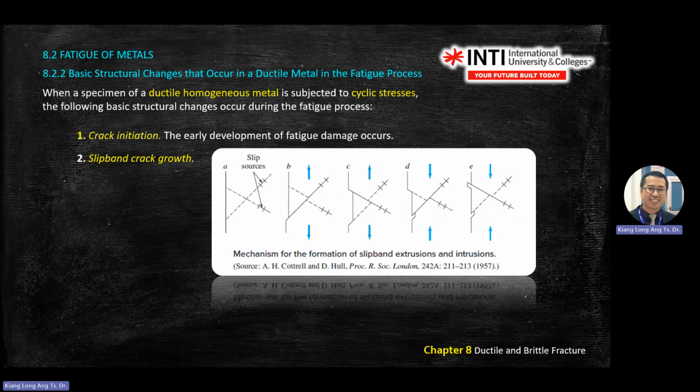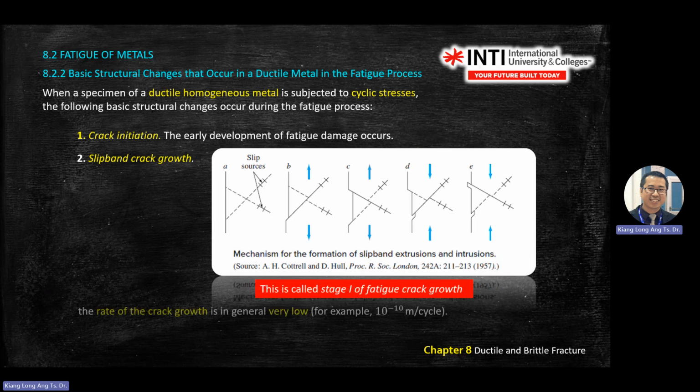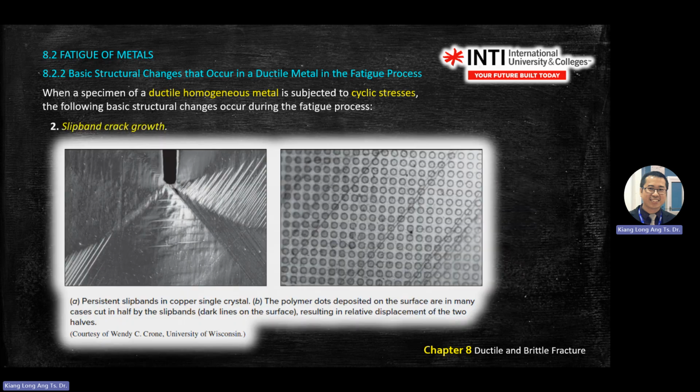Okay, this one is for your info, I won't ask you. Just go and read how cracks propagate in ductile material. I won't ask you. Slip groove is how metal slips on a very smooth surface, how it propagates. It's called slip band crack growth. Again, I won't ask you.